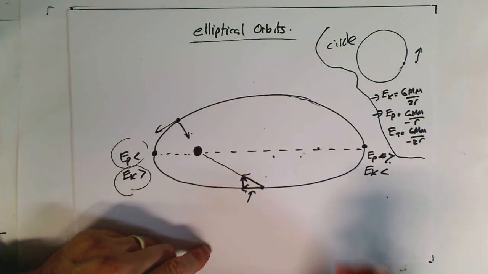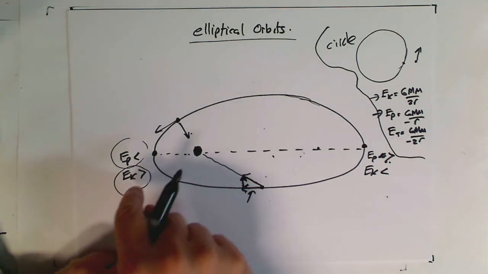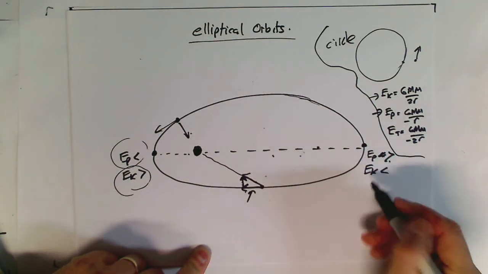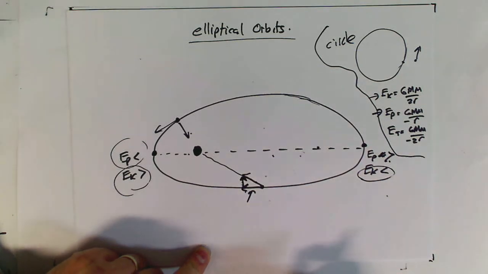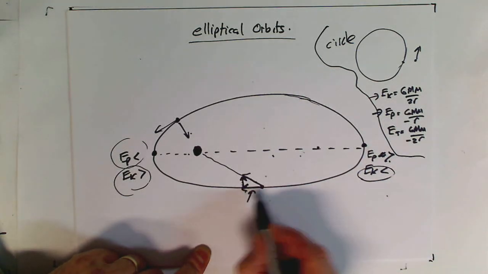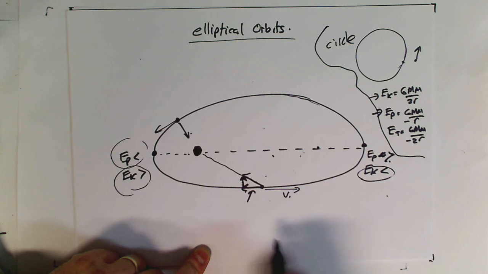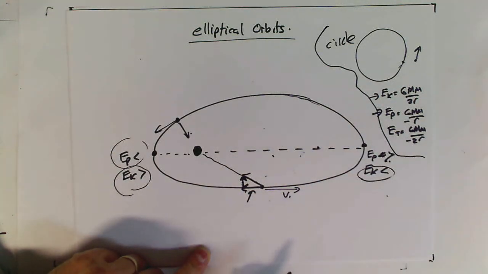So this component here is slowing it down, decreasing its kinetic energy, and that's why we've got a low kinetic energy when we get up here. But at the same time, the velocity is still that way, so its potential energy is still increasing. So these are the sort of little interplays that are going on in elliptical orbits.